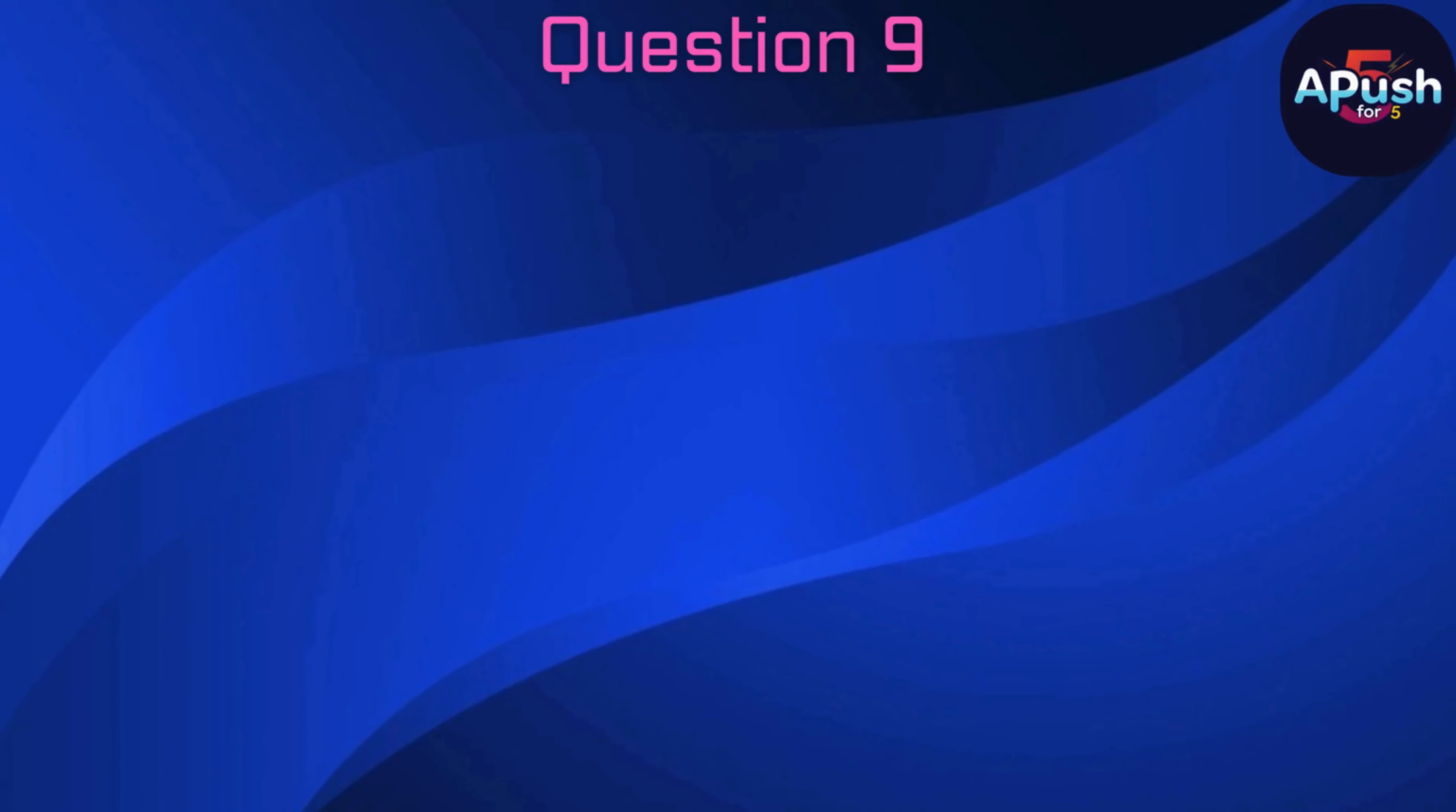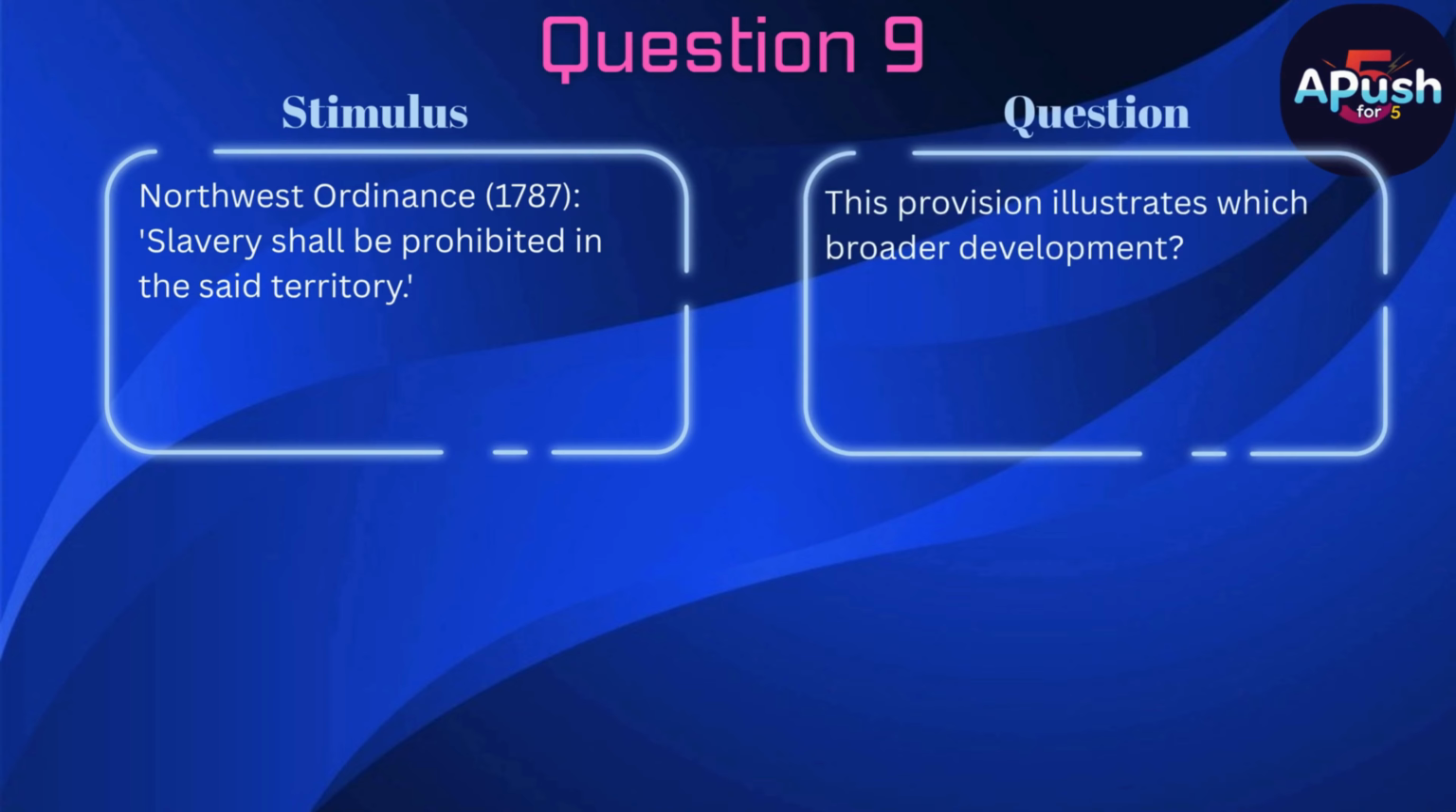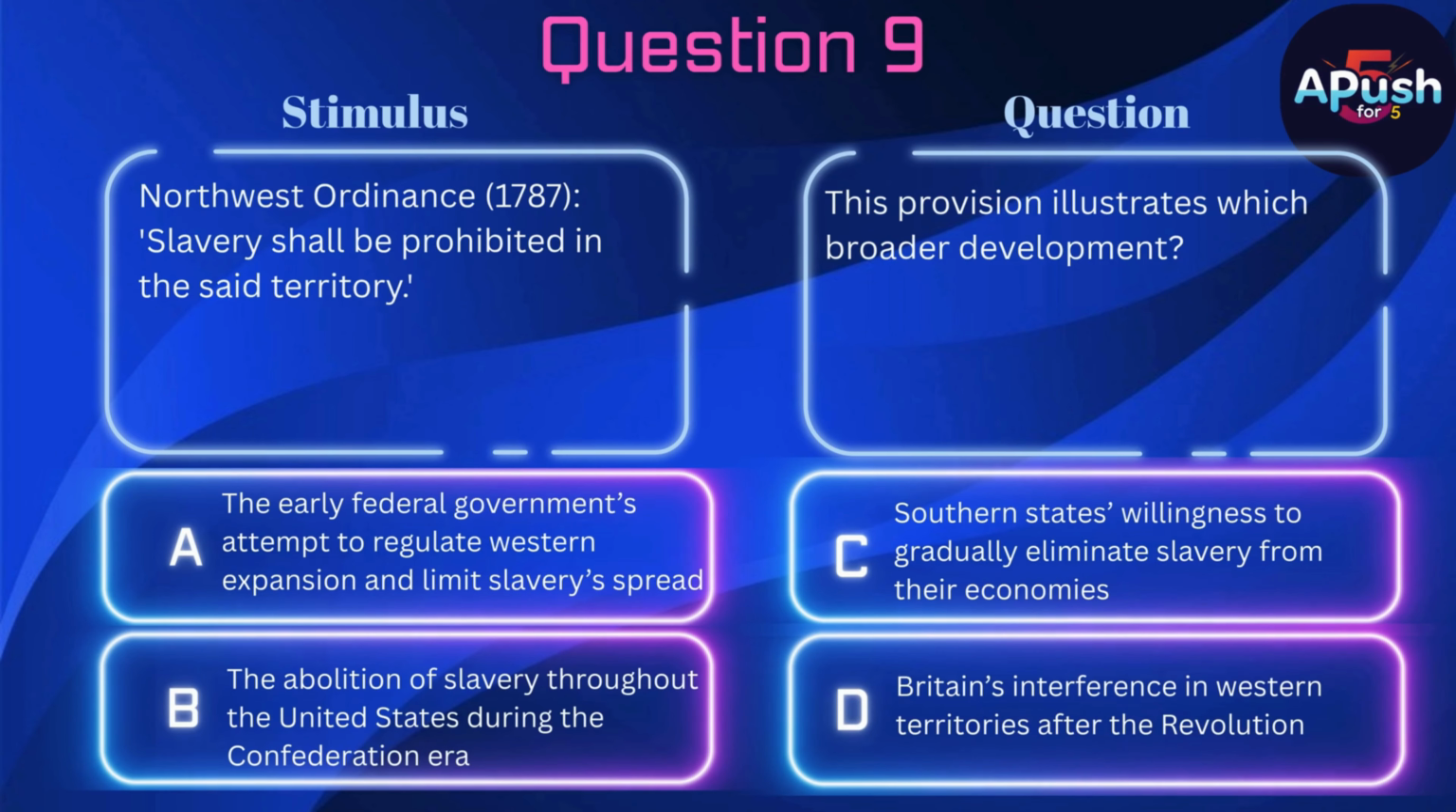Question 9. Stimulus. Northwest Ordinance, 1787. Slavery shall be prohibited in the said territory. Question: this provision illustrates which broader development? A. The early federal government's attempt to regulate Western expansion and limit slavery's spread. B. The abolition of slavery throughout the United States during the Confederation era. C. Southern states' willingness to gradually eliminate slavery from their economies. D. Britain's interference in Western territories after the Revolution.